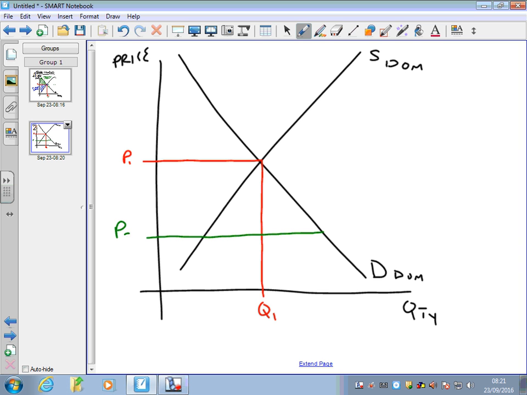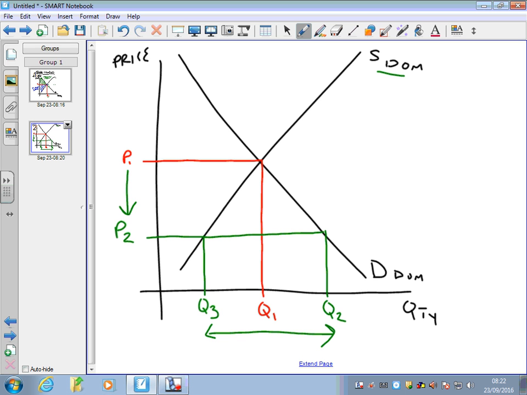prices might get forced down to P2. Look what that means: domestic demand would move all the way out to Q2. People are willing and able to buy a lot more of these goods and services because the price is now lower. But at P2, domestic supply is only at Q3. So you can now see the gap from Q3 to Q2 is the gap between domestic demand and domestic supply.